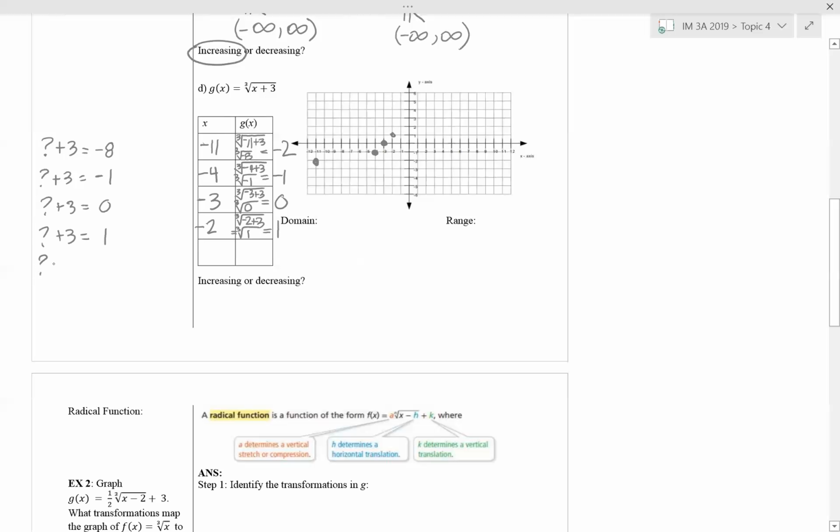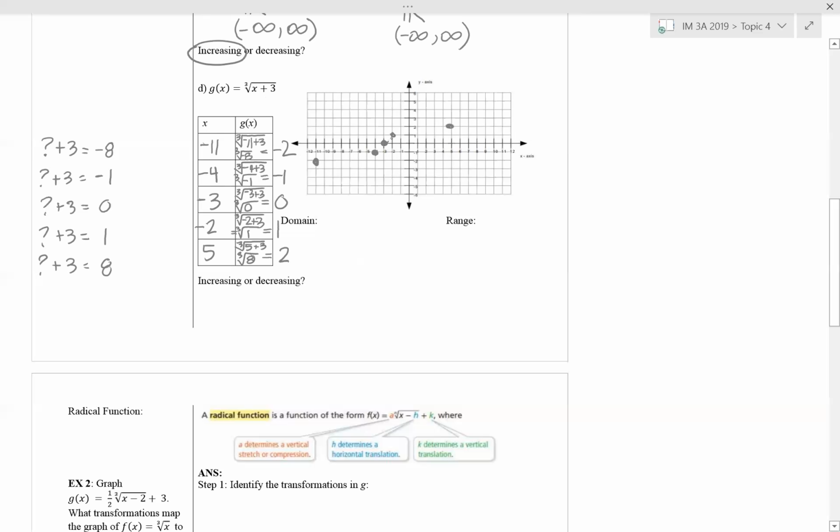Finally, we need a number that's going to give us positive 8. So what number plus 3 is going to give us 8? And so that number is going to be 5. So the last number we're going to plug into this function is 5. Plus 3 is 8. So the cube root of 8 is 2. So at 5, 2 is going to be our last point.